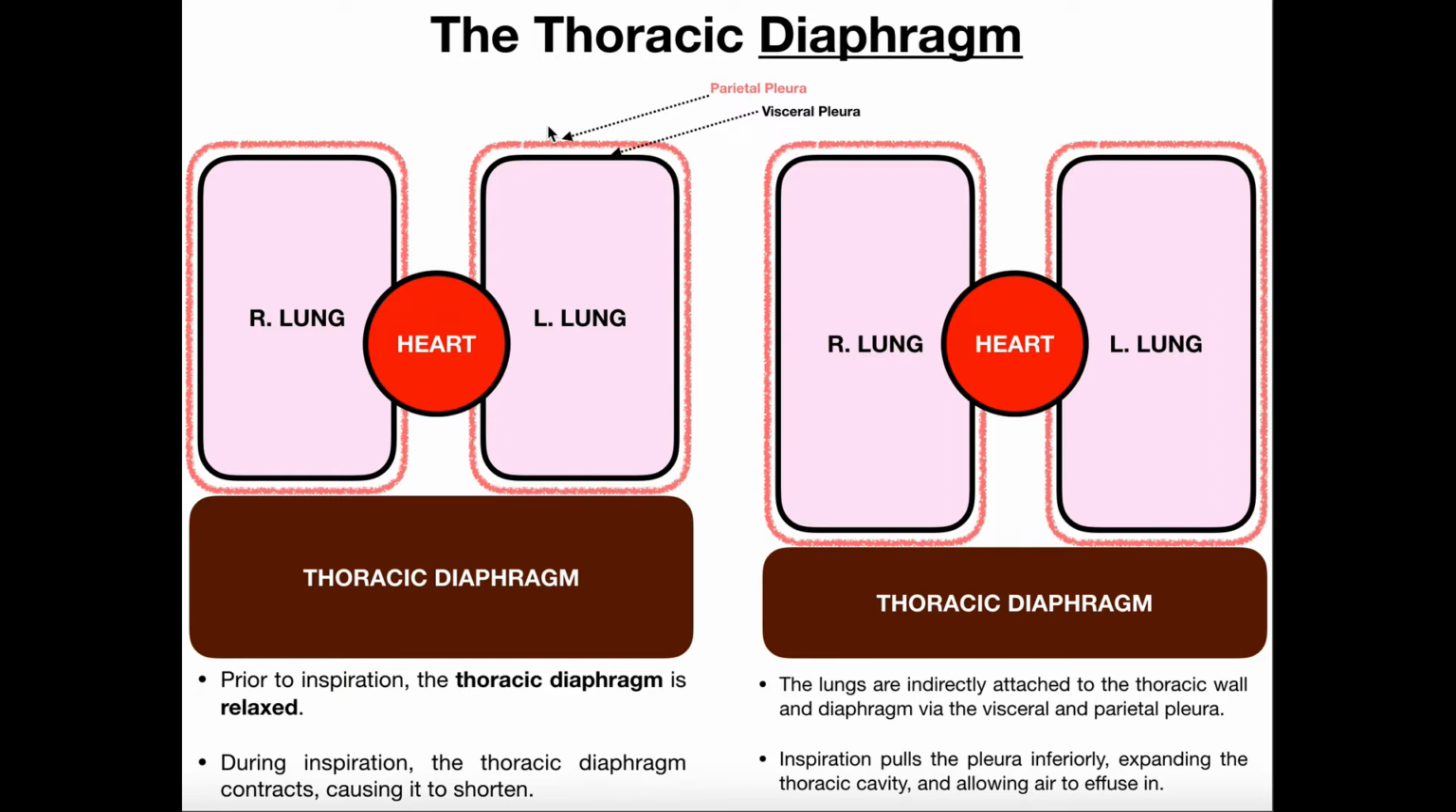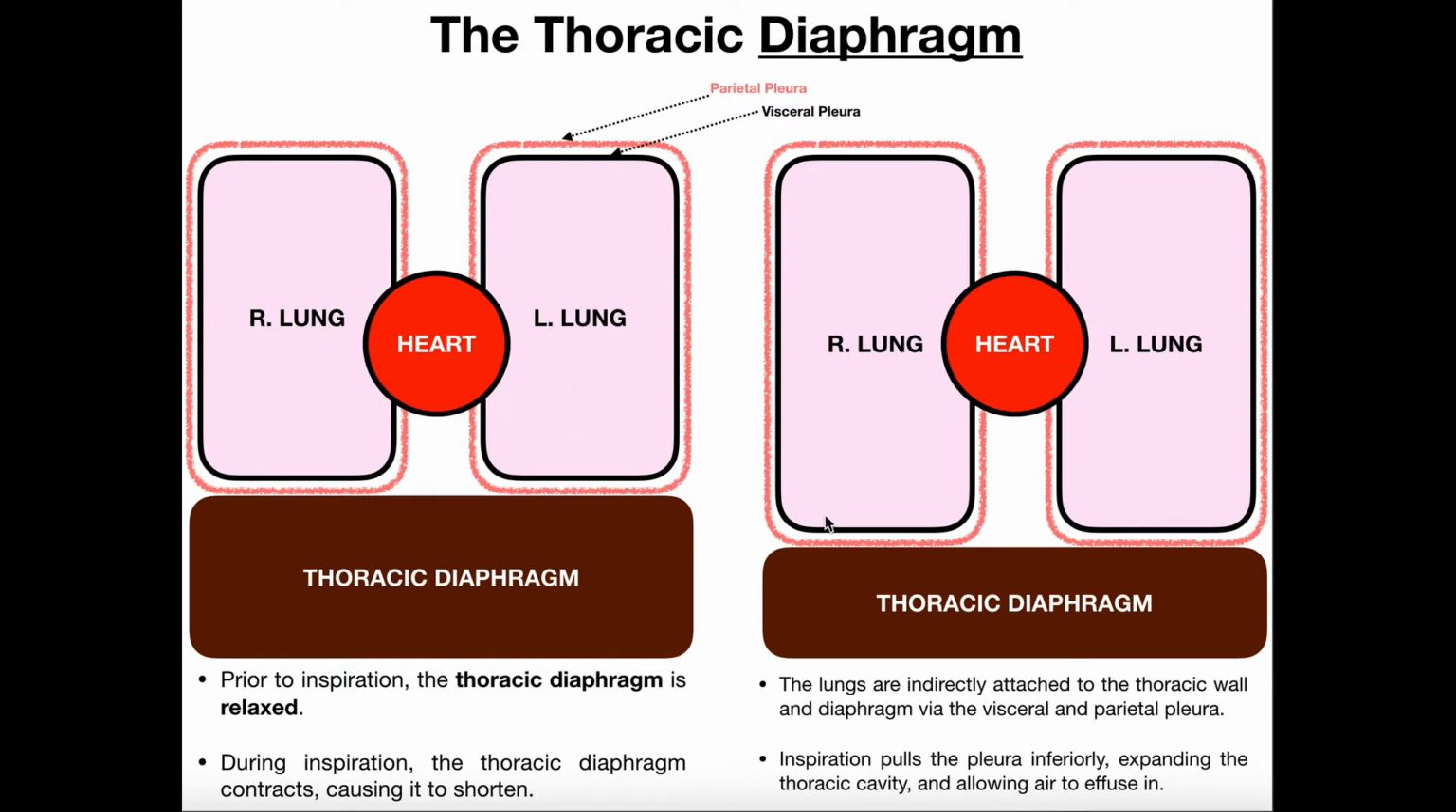Okay? Also of note is that the thoracic diaphragm situated beneath the lungs is physically attached to the parietal pleura. So, if we think about this, the thoracic diaphragm is attached to the parietal pleura, which is attached to the visceral pleura, which is attached to the lungs. Right? And so if something were to happen to the diaphragm, let's say it contracts, it's going to move the lungs, right? Or at least it's going to pull the lungs in a certain direction.